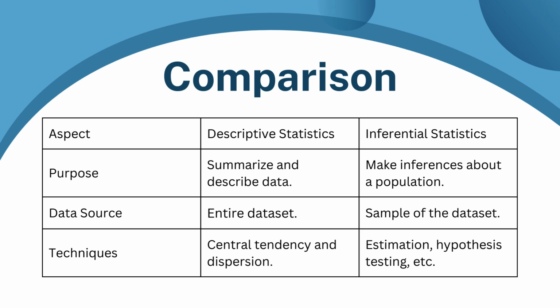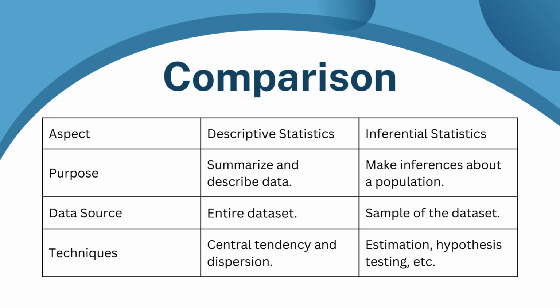Next, there's the data source. Descriptive statistics work with the entire data set. If you have data from a clinical trial with 200 participants, you're analyzing all 200 participants directly. Inferential statistics, however, often start with a sample, a smaller subset of the population. The goal here is to use this smaller group to make generalizations about a much larger population, like all patients with a certain condition.